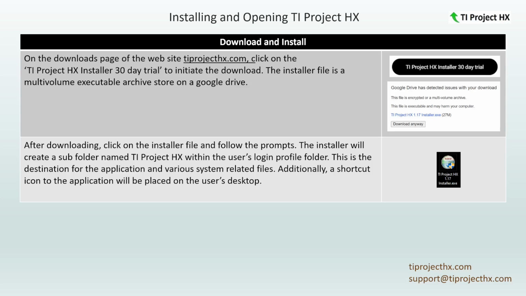After downloading, click on the installer package to start the installation process and simply follow the prompts. This will create a subfolder named TI Project HX within the user's login profile folder. This is the destination for the application and various system-related files. A shortcut icon to the application will also be placed on the user's desktop. You may need admin rights on your PC to install the package.